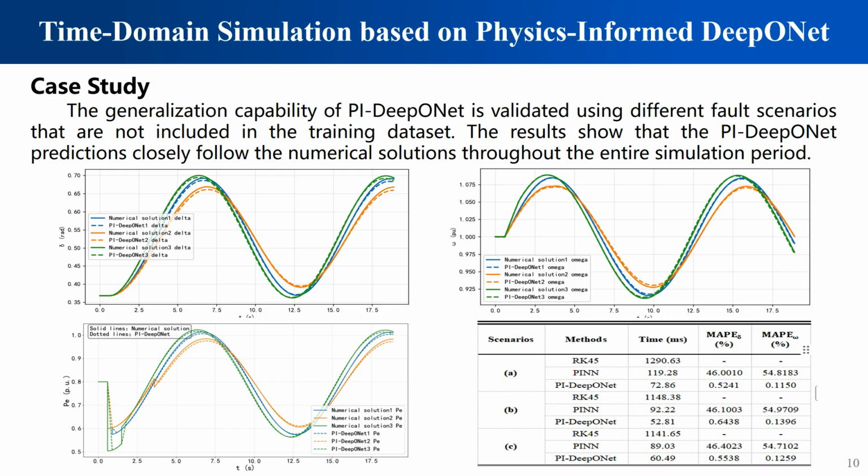The table compares RK45, PINN, and PI-DeepONet. RK45 remains the reference but costs more than 1 second per scenario. PINN is faster, around 90 to 120 milliseconds, but its MAPE values are above 46% for delta and above 54% for omega in these cases. PI-DeepONet is faster again, around 52 to 73 milliseconds, while keeping delta error near 0.5 to 0.6% and omega error near 0.1 to 0.14%. The operator structure and physics constraints are both contributing to generalization.